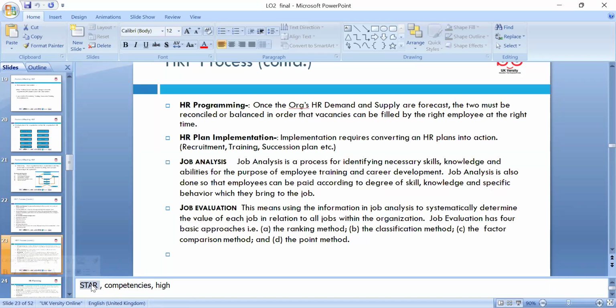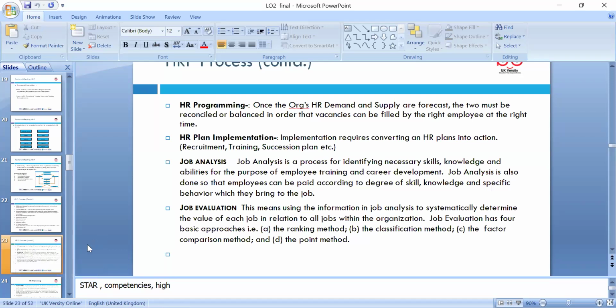Job evaluation means using the information from job analysis to systematically determine the value of each job in relation to other jobs within the organization. The basis of approach is the ranking method, classification of the job, factor comparison, and point-based method.